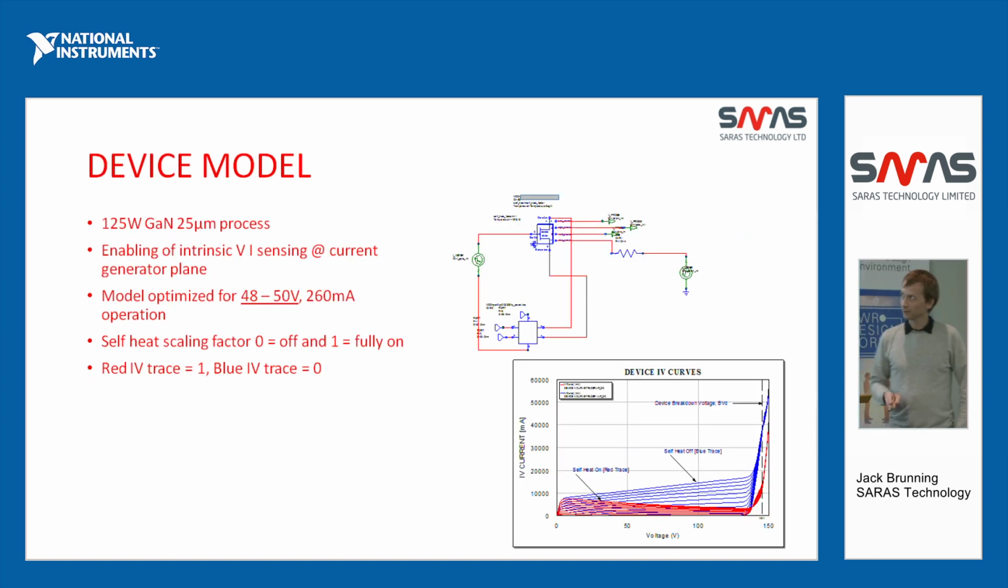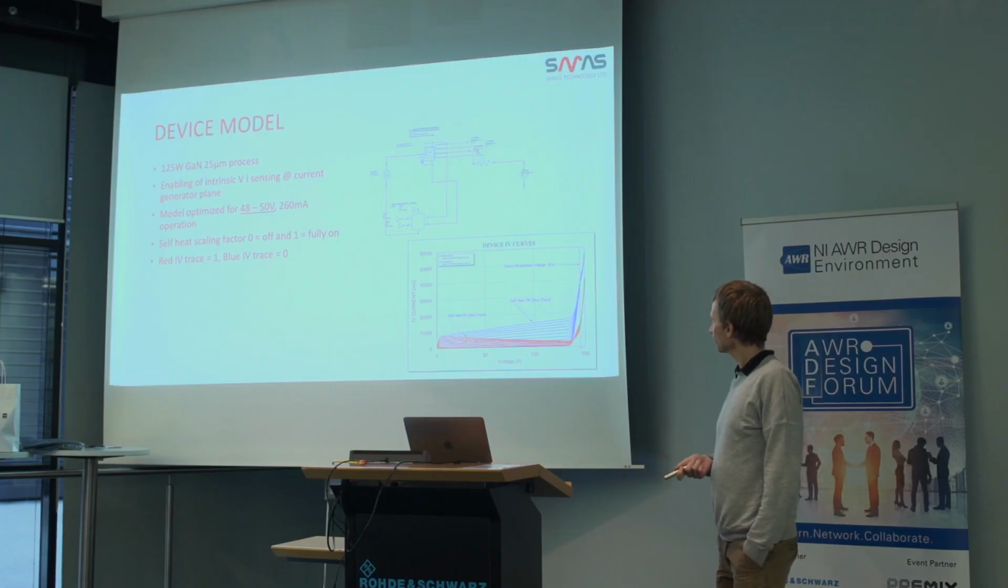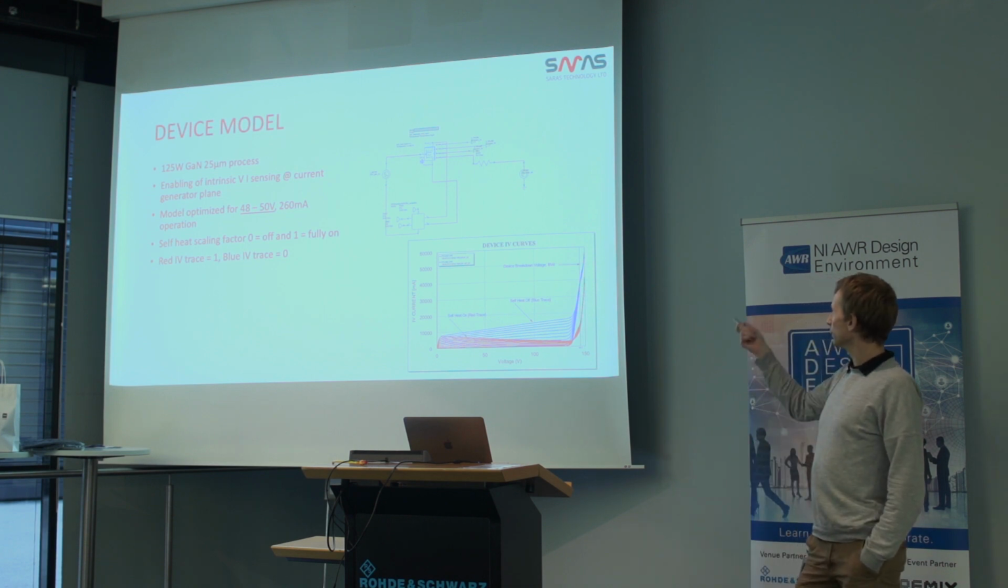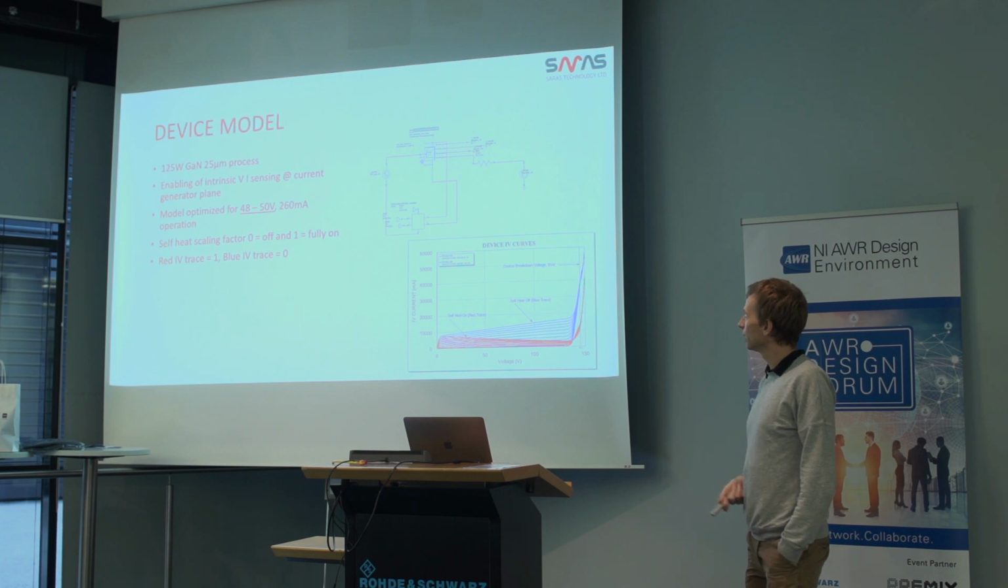So the device model, it was a 125 watt GaN on 25 micron process device, VI sensing at the current generator plane. Now this was actually a 50 volt device. We were running 35 volts. So part of this presentation, later on you'll see that we had to validate this model at 35 volts. You can see the self-heating, the device IV curves, the self-heating effect in there. That can be scaled between zero off, one fully on, so one is CW.